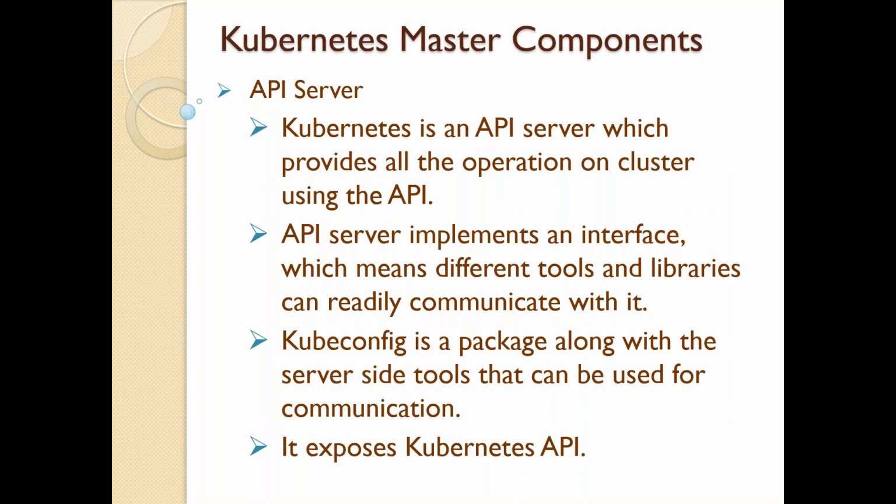Then you have the API server. Kubernetes has an API server which provides all operations on the cluster using the API. So whenever you call any Kubernetes command, it basically talks to the API server, and the API server will in turn talk to the other components and get you the results back. The API server implements an interface, which means different tools and libraries can communicate with it.